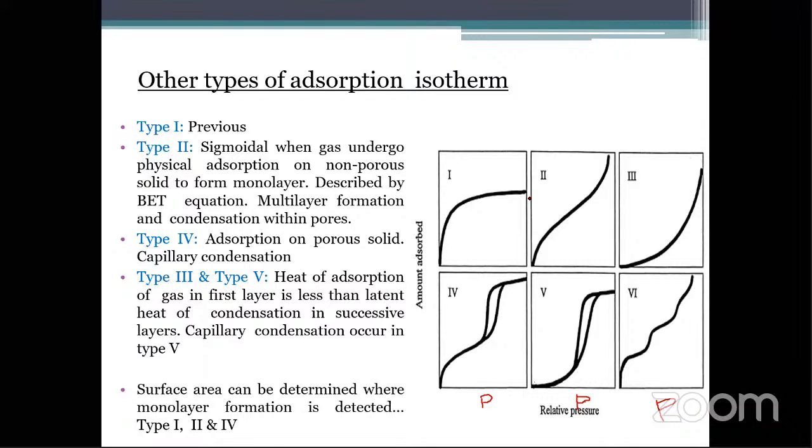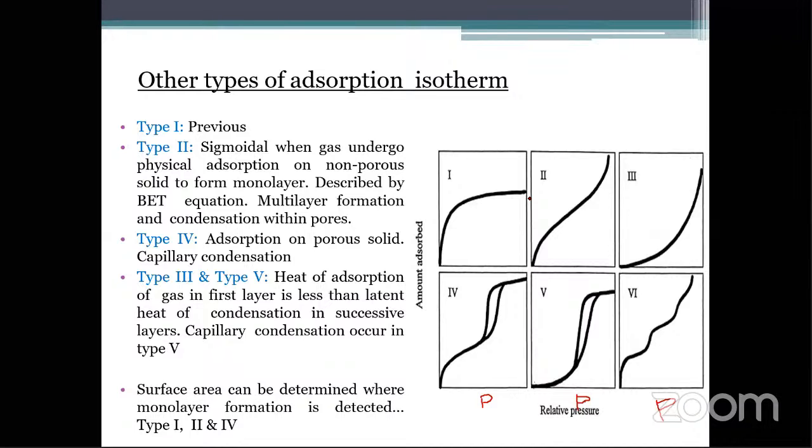This leveling off is due to the saturation of the available specific chemical groups, or the entire surface is covered by a monomolecular layer. As we have seen in the case of solubility, for example, the solubility of sodium chloride in water: initially, when we add sodium chloride in water, it will dissolve immediately, and if you increase the temperature, the solubility will keep increasing. After some time, even with increasing temperature, the sodium chloride will not dissolve more. Why? Because the solution is completely saturated.